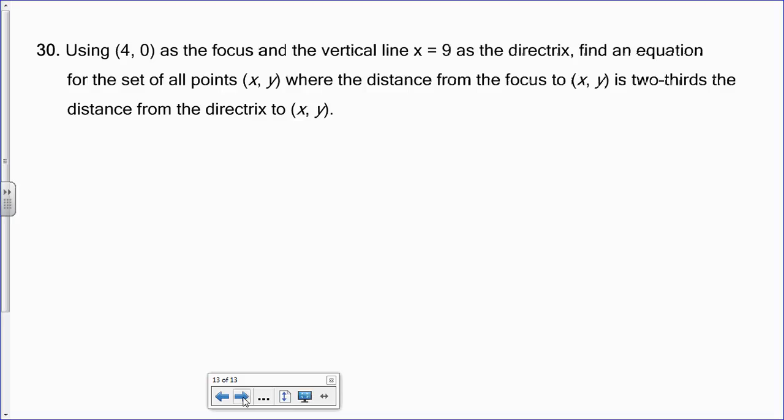Okay, let's go ahead and graph the focus and directrix. So (4, 0) is the focus. And then x equals 9. It's x equals, so that's a vertical line.